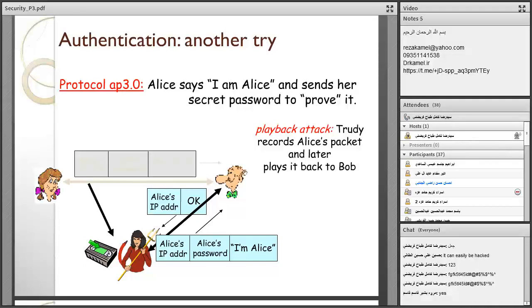We call this attack a replay attack. It means that first we record and sniff, and second we use it again. And this way it is not important whether it understands the password or not. It is not important.